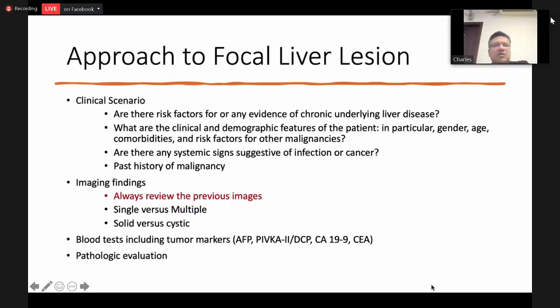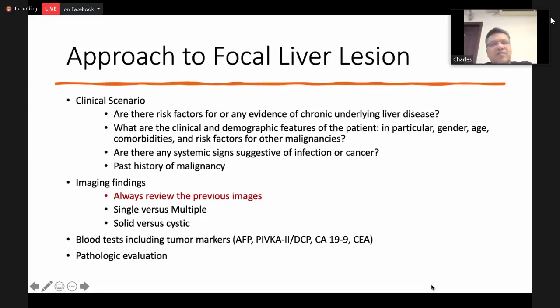So when you talk about focal liver lesions, before going to the imaging, always look at the clinical scenario. Look at whether there are risk factors for or any evidence of underlying chronic liver disease. Does the patient have an underlying chronic liver disease, or are there any risk factors for it, like chronic hepatitis B or chronic hepatitis C?